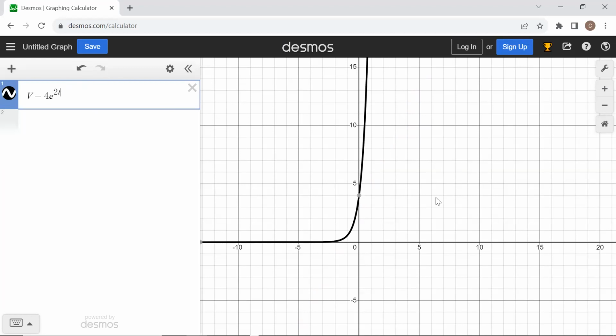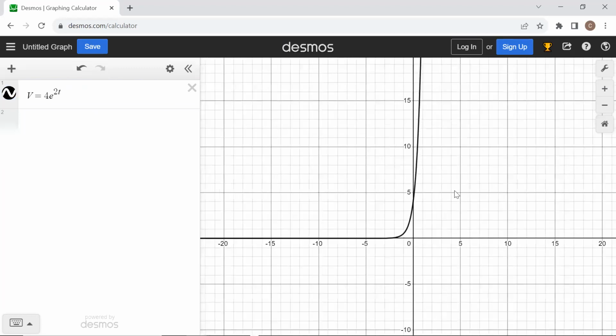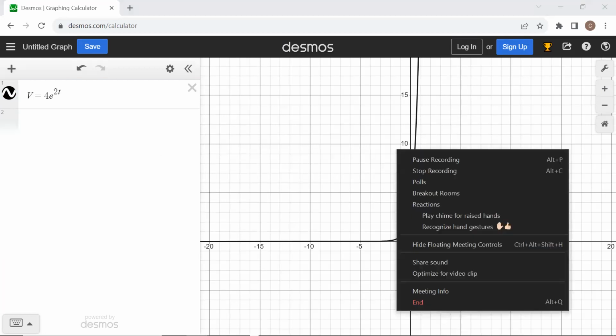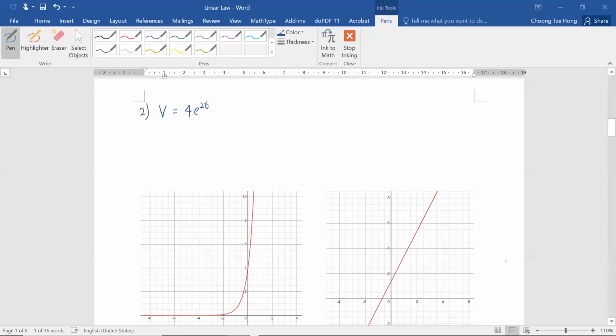Over here you can see we have an exponential graph that goes up very quickly. I've also copied this graph already just now, so let's go back here. What did we plot to get to this graph? The variables in this question, you've got to identify what they are. The variables will be V and T. So to obtain this graph, we will have plotted V against T.